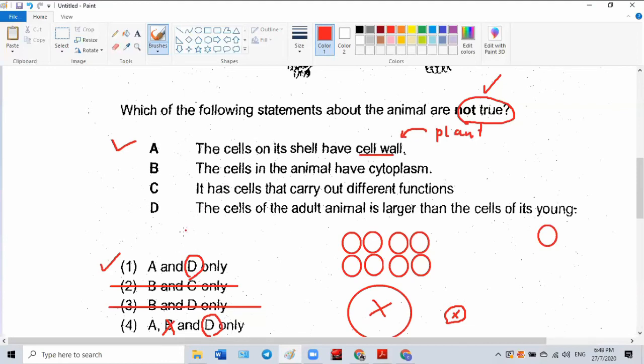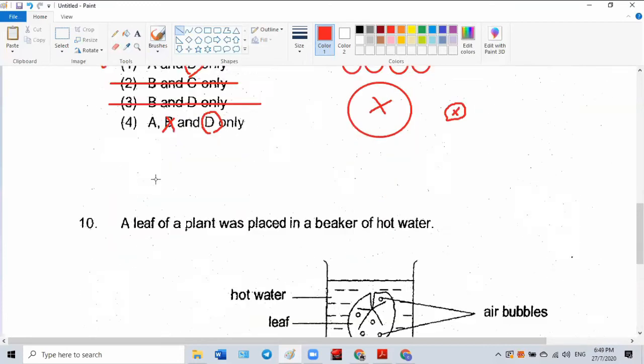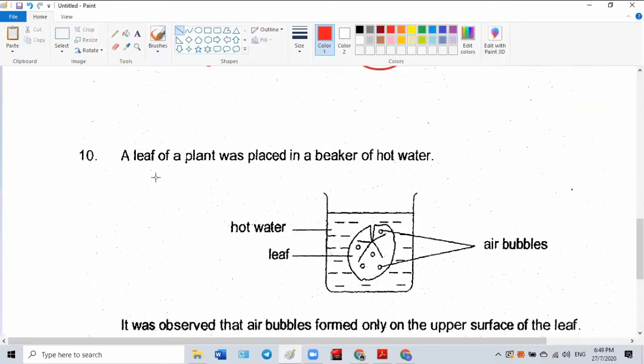It is actually wrong, but we must pick it as the answer because it's the wrong answer they're looking for. Get it or not? They're looking for not true. This is not true. That's why we have to pick D. So the answer is number 1. Yeah, 1. Okay, again? Yeah. Okay, next.